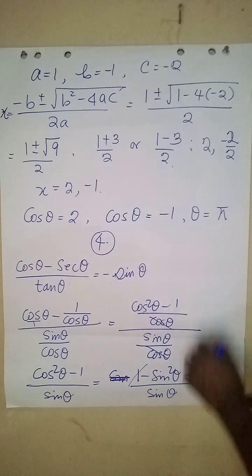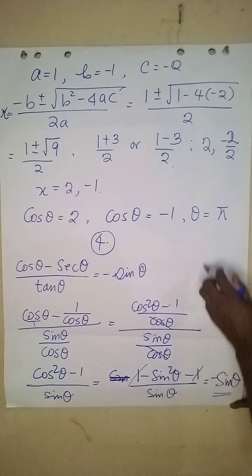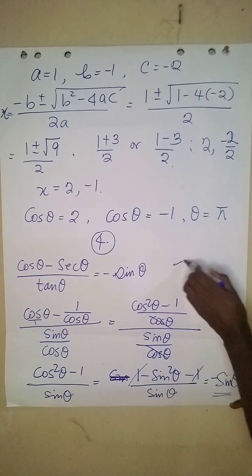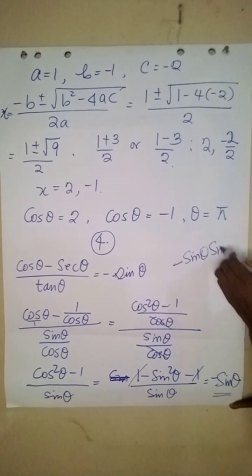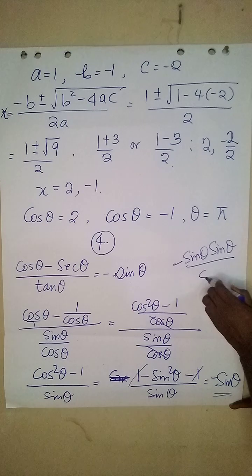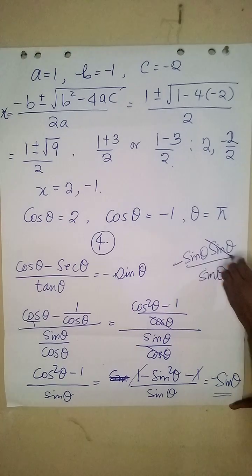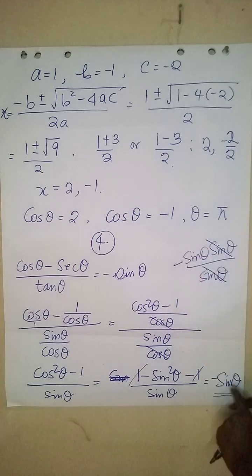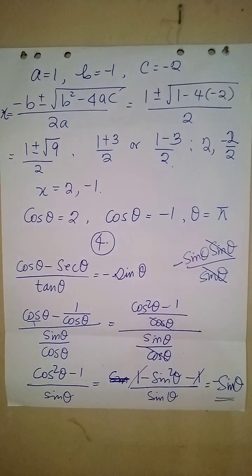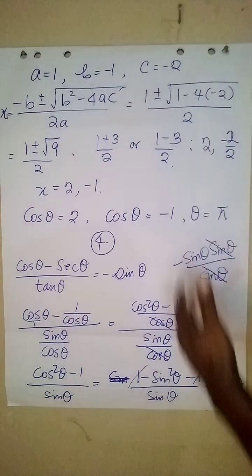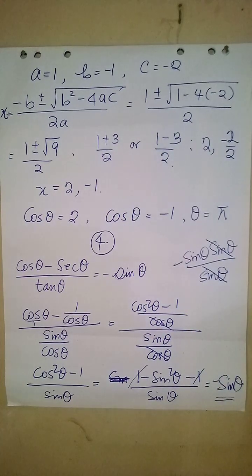It's like saying minus sine theta divided by sine theta. So we have a cancellation here, so we just have minus sine theta here. So this is a basic proof to these trigonometric functions.